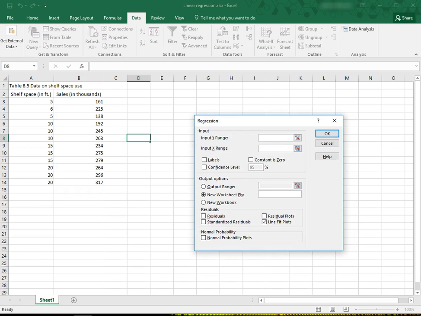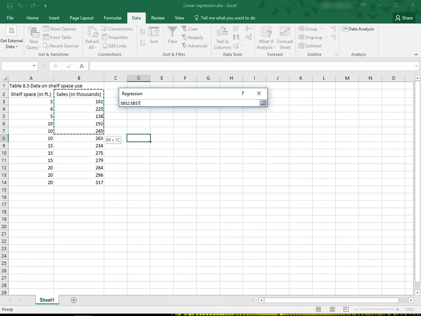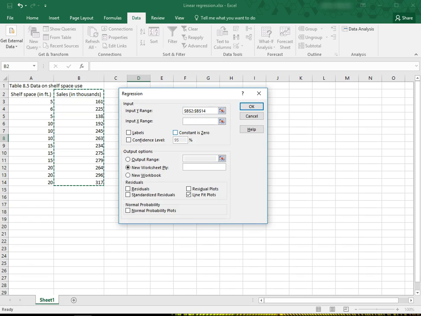Now we must enter the necessary information into the boxes. For the Y range, we want to tell Excel what our outcome variable is. Our outcome variable is sales in the thousands. For the X range, we want to input our predictor variable. Our predictor variable is shelf space because we would like to use shelf space to be able to predict the sales in thousands.